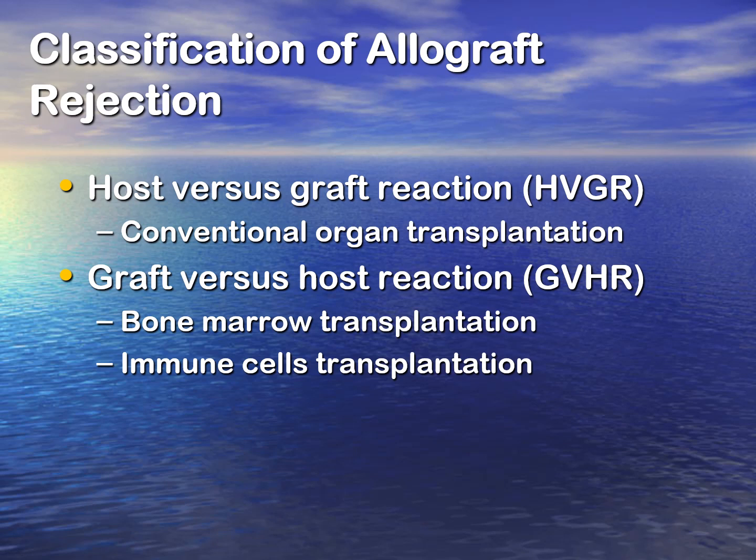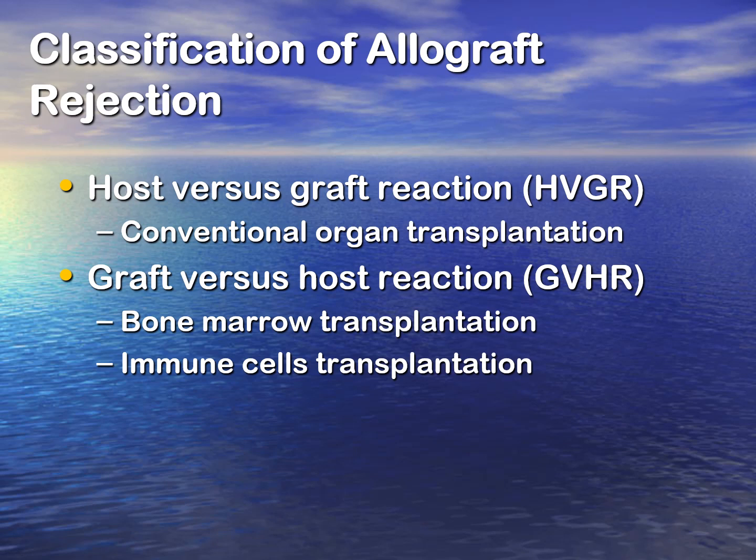Further, now we can wonder, if any allograft is rejected, then what are the types of it? So now we are going to talk about the classification of allograft rejection, which is basically of two types. The first one is the HVGR, which stands for host versus graft rejection. Basically, it is seen in conventional organ transplantation cases, where the host faces the graft rejection, or what is the reaction of the host upon the graft or the transplantation.